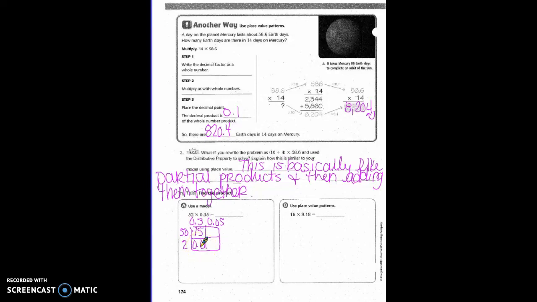All right, 50 times 5 is 250, but how many place values do we have, guys? 2. So what would our answer be if we move the decimal over 2 places? 2 and 50 hundredths or 2 and 5 tenths?